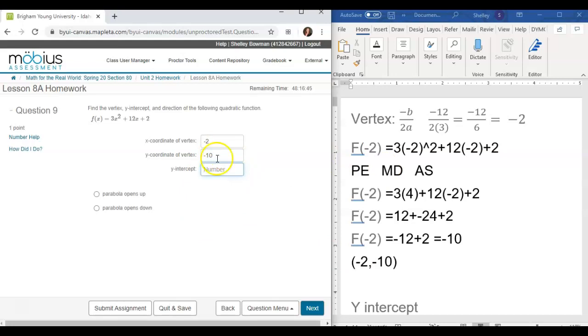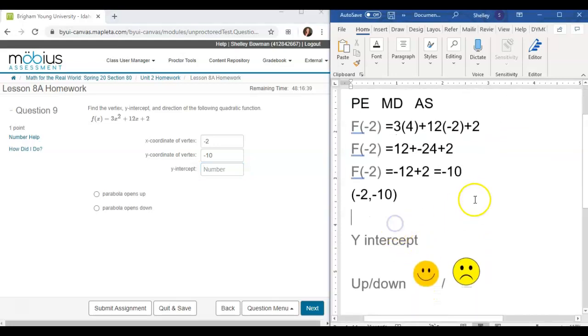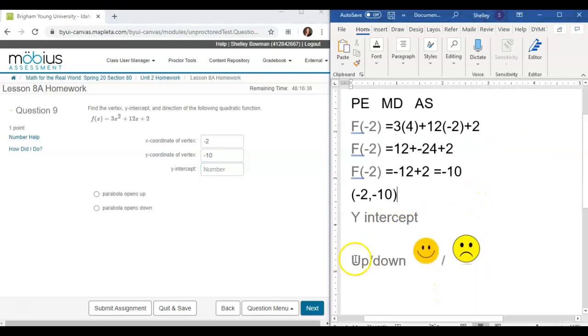Now the next part, so that first part was probably the hardest out of all of it, the more labor-intensive part. The y-intercept is actually one of my very favorites. No, I'd have to say the up and down is, but the y-intercept is very easy to find. The y-intercept is where x equals 0.